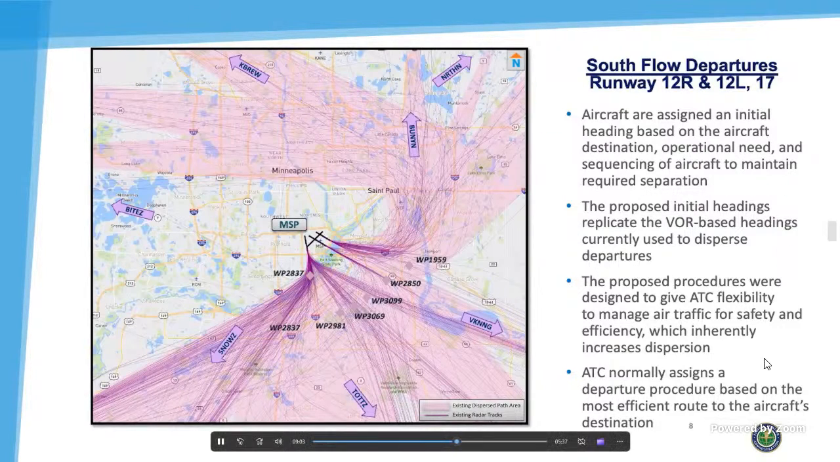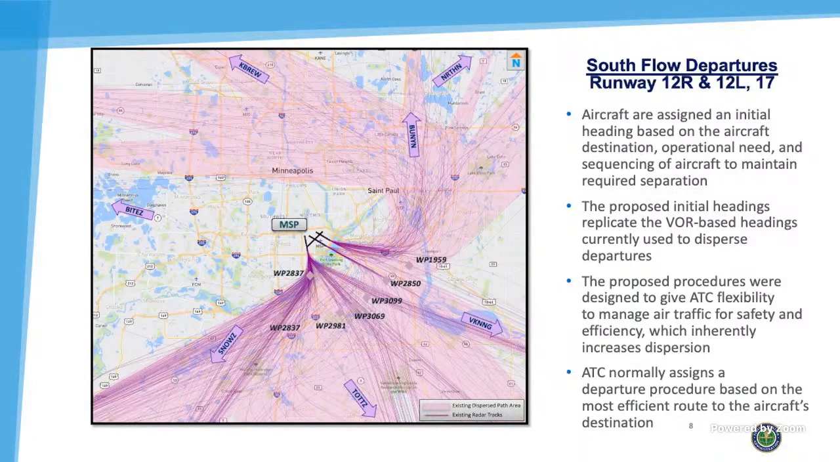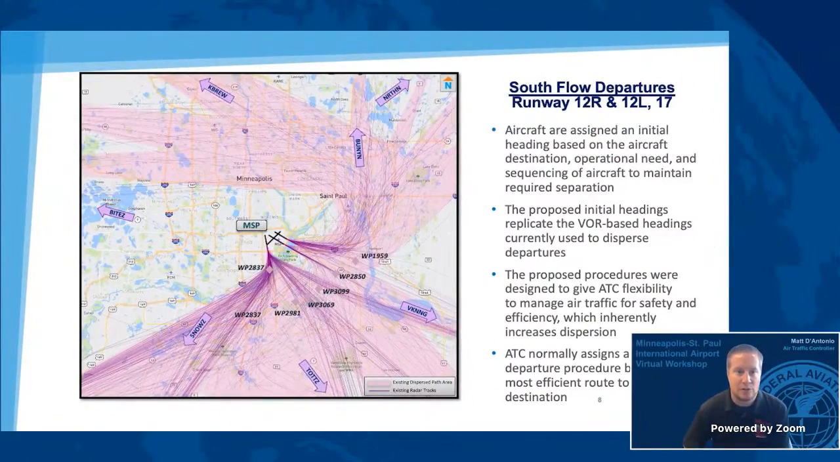Air traffic control normally assigns a departure procedure based on the most efficient route to the aircraft's destination. The proposed procedures were designed to give air traffic controllers the flexibility to manage air traffic for safety and efficiency, which inherently increases noise dispersion. This dispersion will allow noise levels to be more spread out to ensure minimal impact to populated areas.